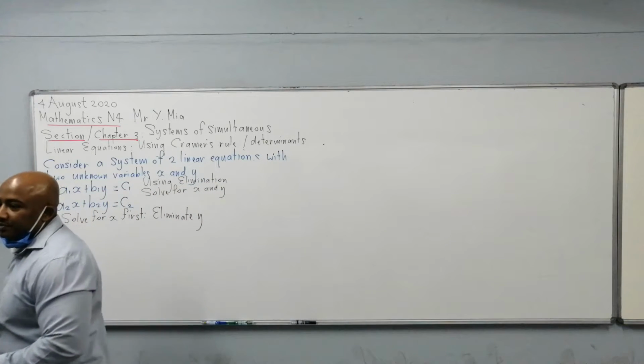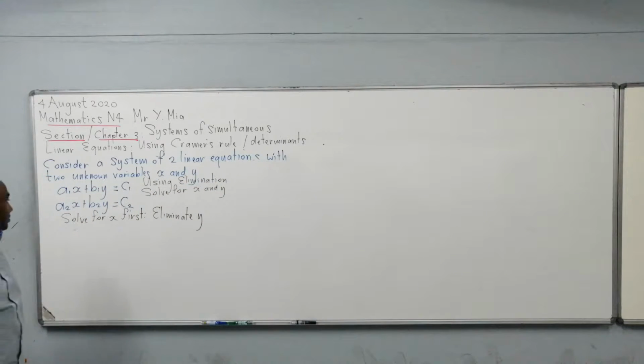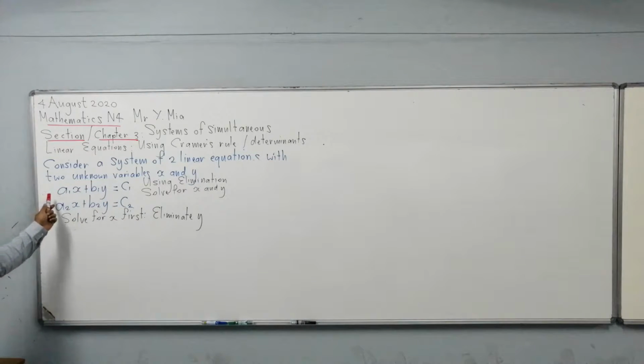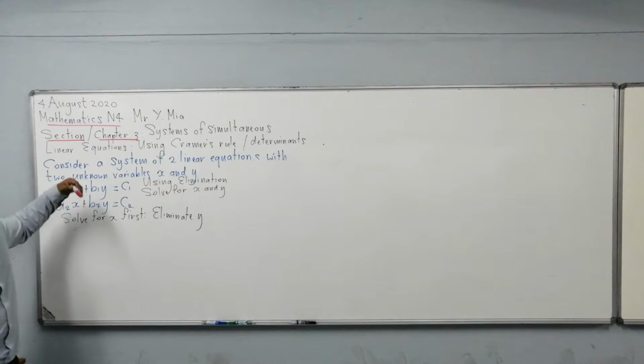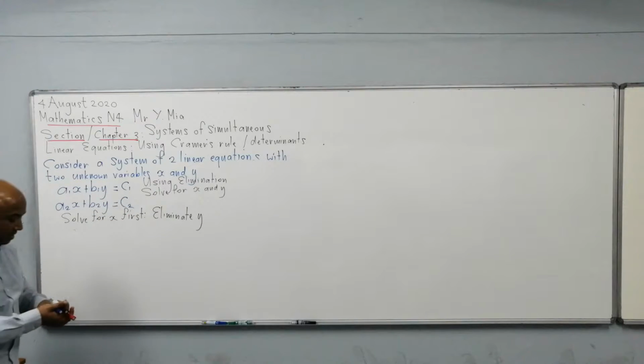Right, so now, if I want to eliminate y, that means I will have to multiply the top equation by the coefficient of y from the bottom equation, and the same the other way around. So let me just do that quickly.